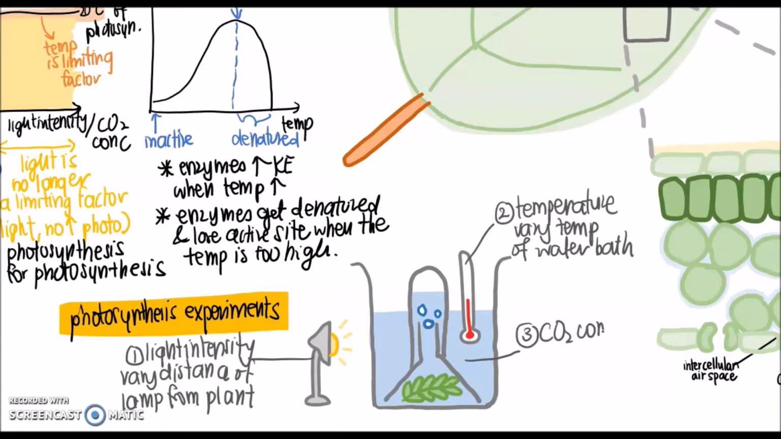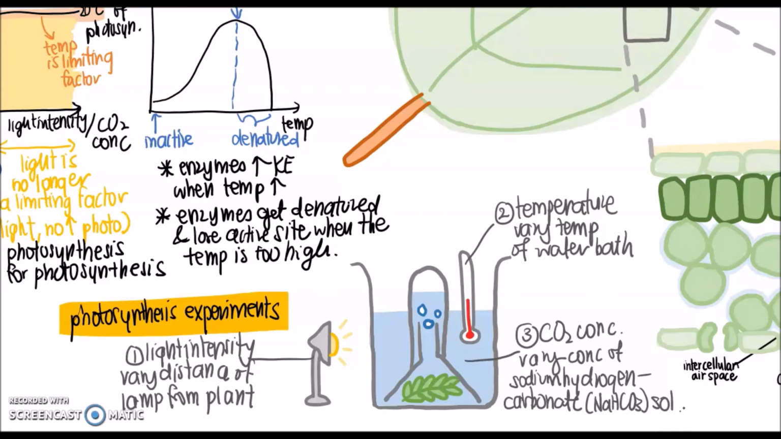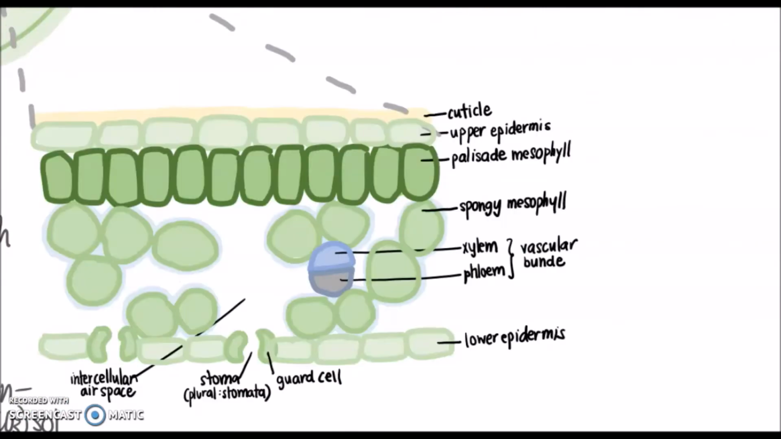If I want to change carbon dioxide concentration, I will vary the concentration of sodium hydrogen carbonate solution. That solution actually provides dissolved carbon dioxide. Now, moving on to the leaf structure, I'm sure we are all very familiar with this diagram. So please go and remember.